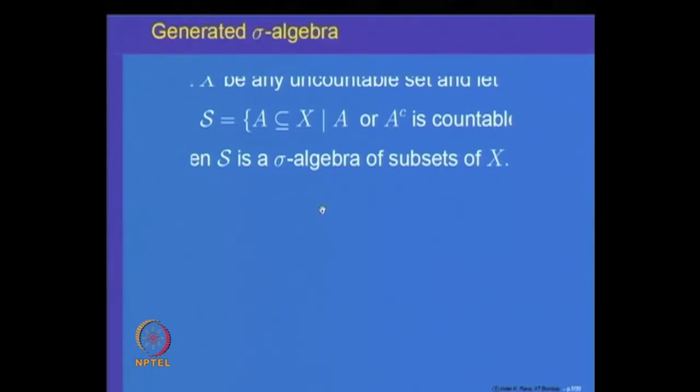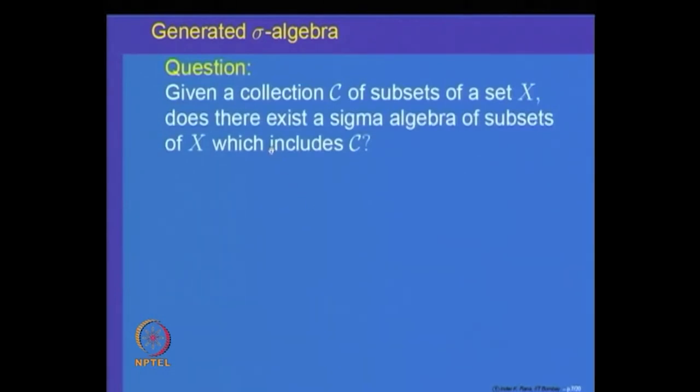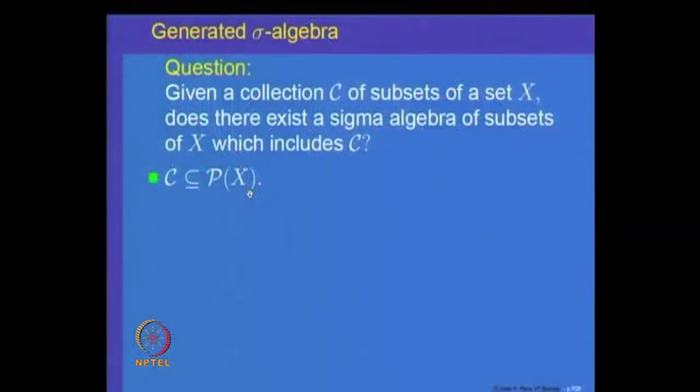So, next, let us ask the question, given a collection C of subsets of a set X, it may not be an algebra, or it may not be a sigma algebra. So, the question arises, can we find a sigma algebra of subsets of the set X which includes this collection C? In some sense, this collection C may not be closed under complements, or may not be closed under taking countable unions. So, we would like to enlarge it so that it becomes a sigma algebra. So, an obvious example is, if we take all subsets of the set X, then that itself is a sigma algebra, and that includes C, but that is a very trivial example.